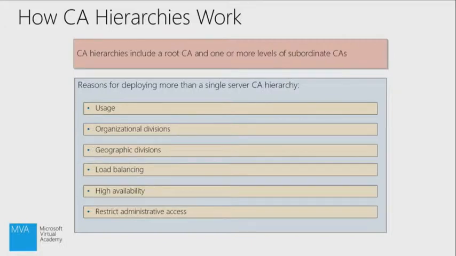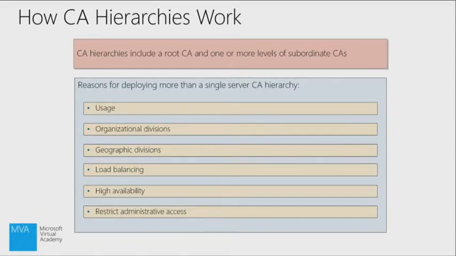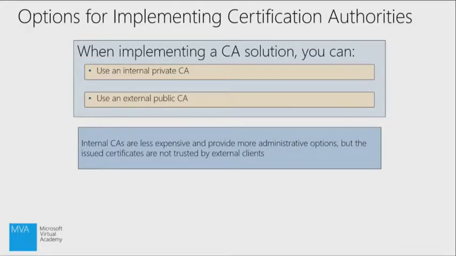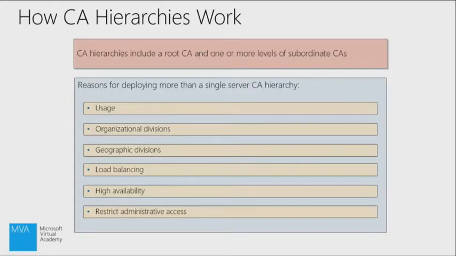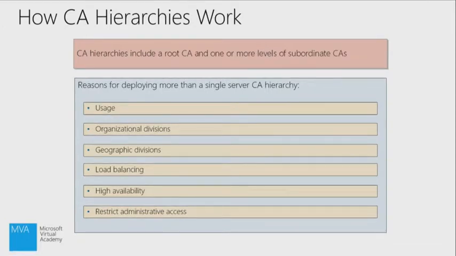How CA hierarchies work. They include a root CA, or certification authority, and optionally one or more levels of subordinate CAs. You don't have to have subordinate CAs. There are plenty of reasons for deploying more than one, all of them listed here. Usage: certificates may be issued for a number of purposes. Secure email, secure web servers, pure user verification, identity verification. You may want to segregate your certification authorities to issue certificates just for those particular uses.